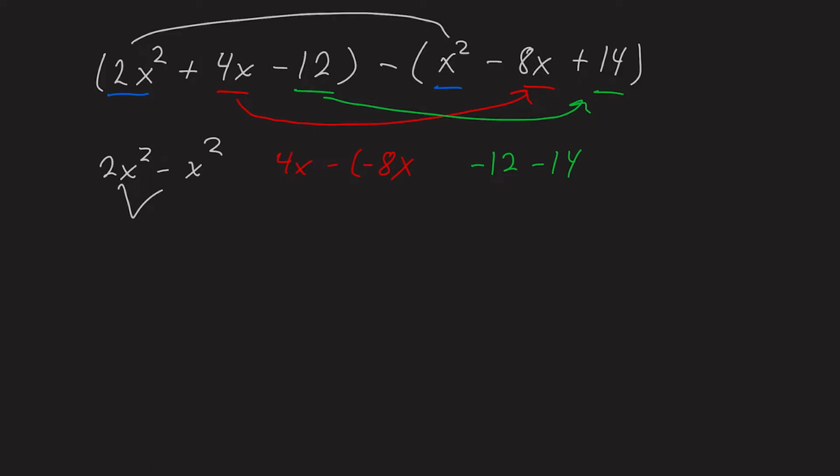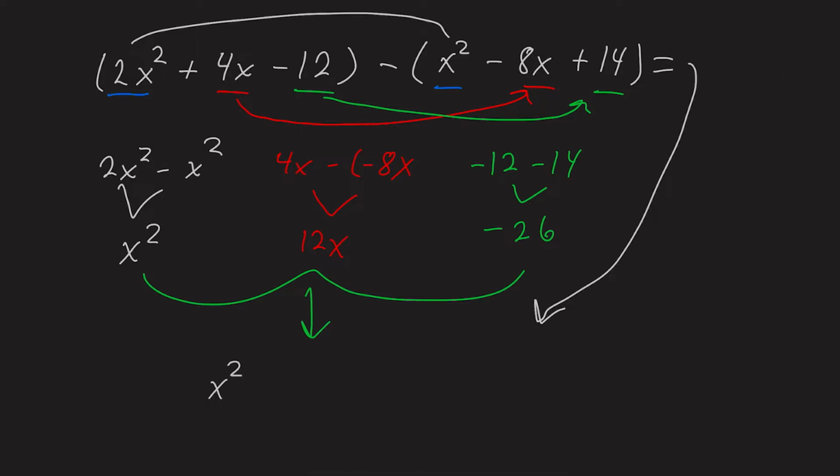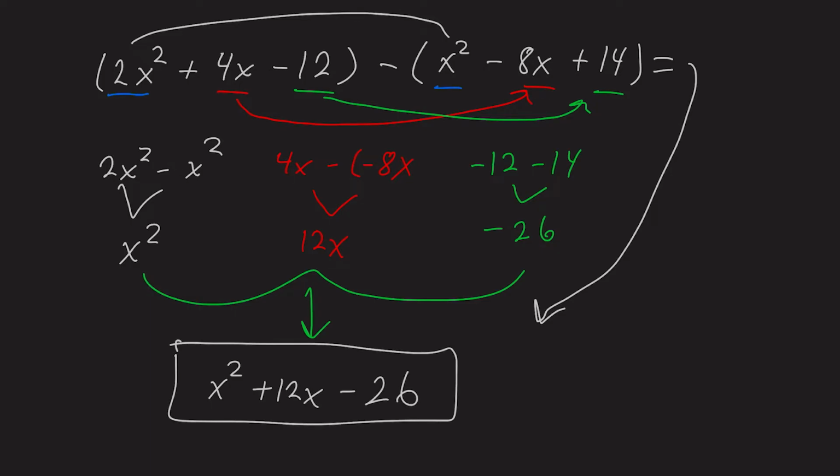So we're going to combine all of these. 2x squared minus x squared gives us regular x squared. Our 4x plus 8x gives us 12x. And our negative 12 minus 14 gives us negative 26. We unite all of this together to give us our final result: x squared plus 12x minus 26. And that is our final answer.